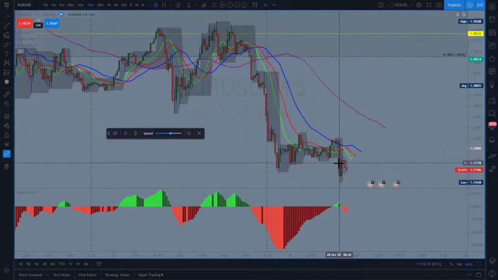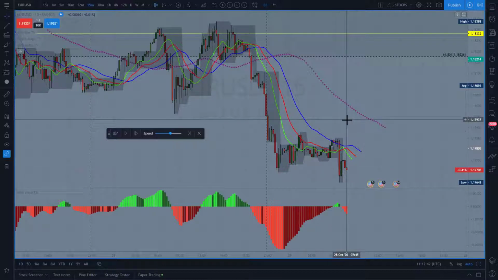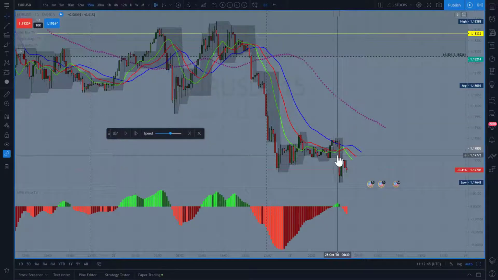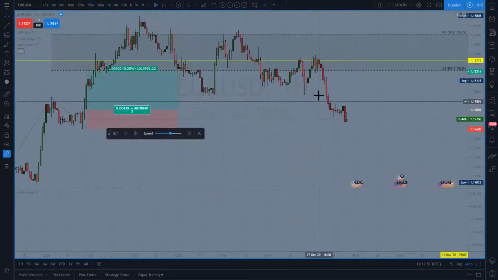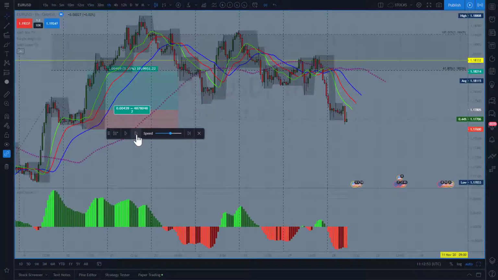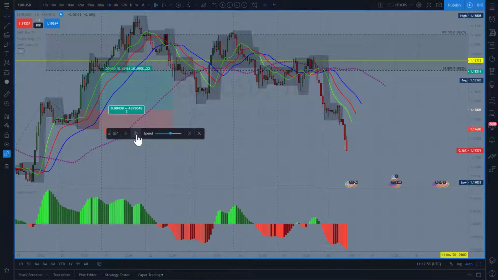So setup 2 on an hourly chart will be a perfect setup 1 on the 15-minute chart. Only then is it a valid setup 1. So let's go to some other example. So this would be a nice one, very easily.